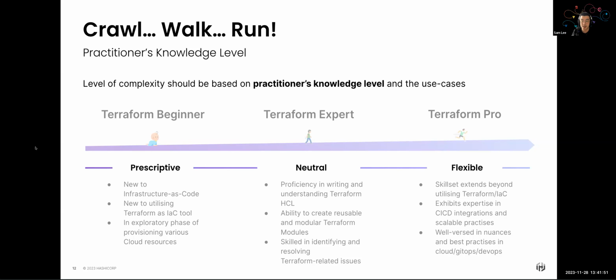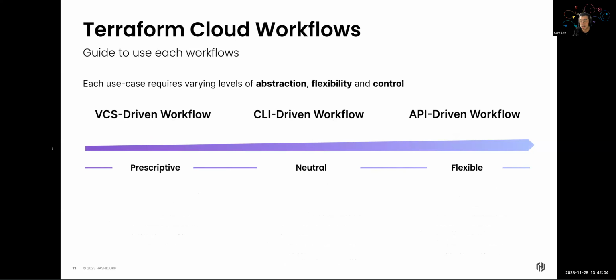And complex use cases typically means they need a little bit more flexibility in the ways that they can resolve these different problems. So with the prescriptive, the neutral, and flexibility concept in mind, this actually ties into the different workflows that are available on Terraform Cloud. And this was also the ideology that we had in generating these three approaches. Your VCS-driven workflow, we define it as prescriptive, CLI as neutral, and API as flexible.